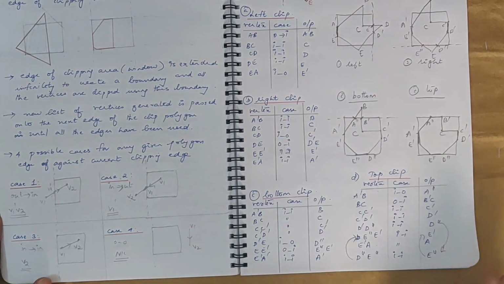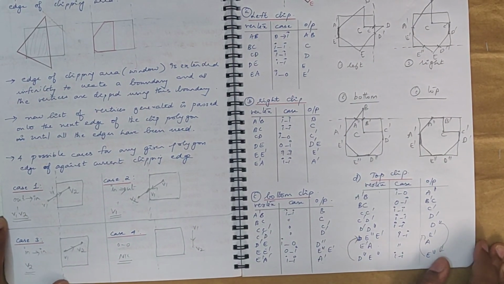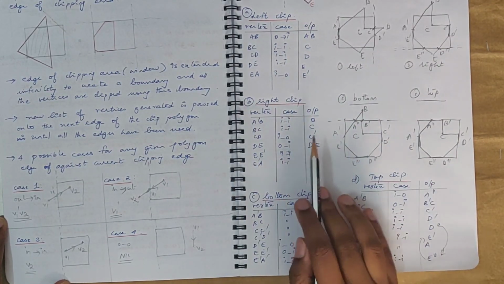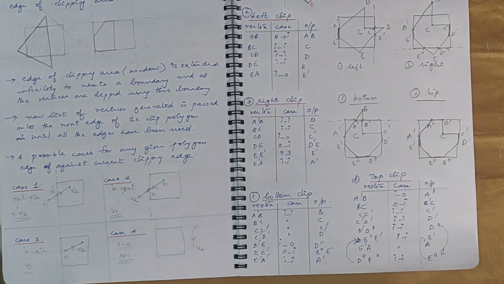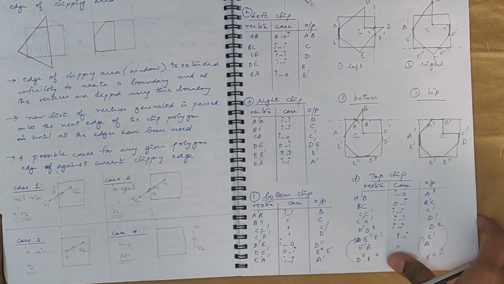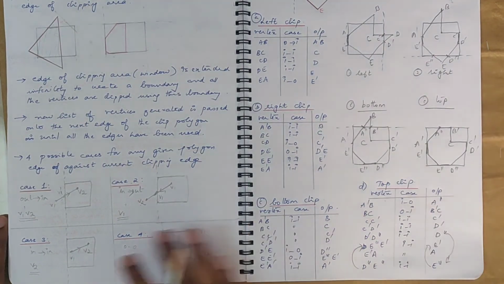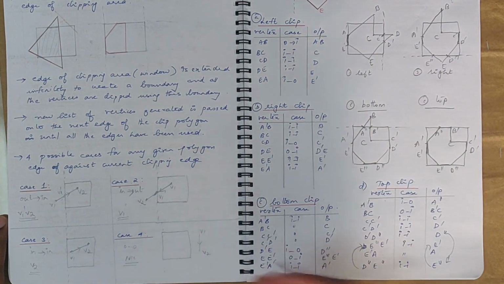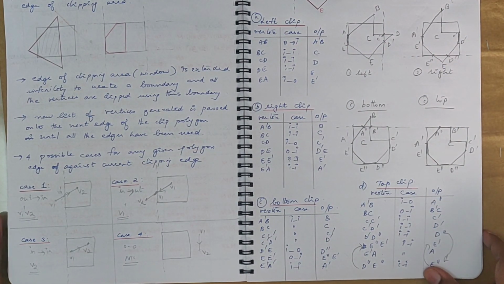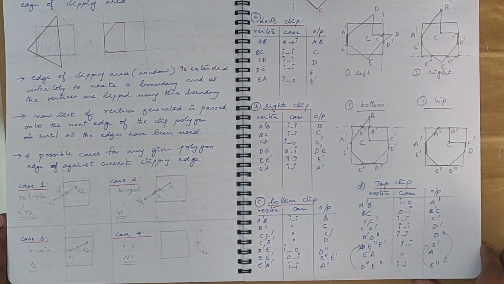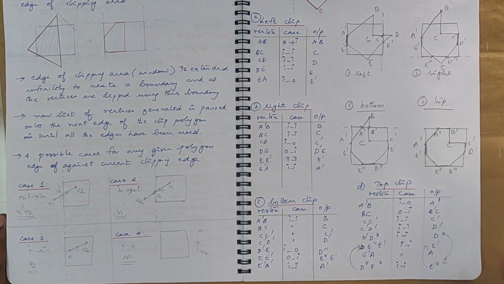against each of the 4 edges. So this is a very simple algorithm. You directly take each edge and apply the 4 cases given, and based on that you will get a new set of vertices. That new set of vertices will become the input to the next clipping edge, and then again you will do the process until all the edges have been used. So I hope this algorithm is clear to you. Okay, thank you.